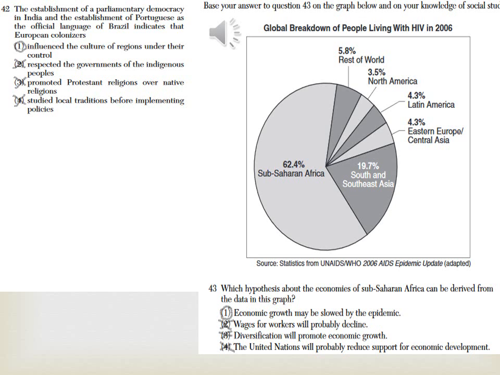And it was one. It's still one of the causes as to why sub-Saharan Africa is not that well developed. So number 1 is the right answer.